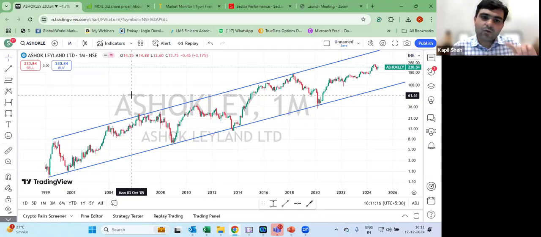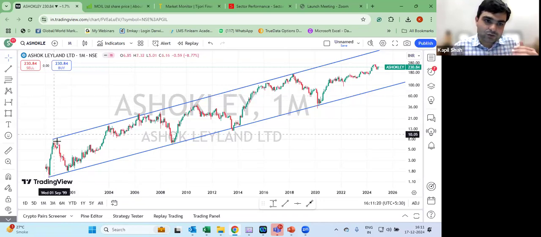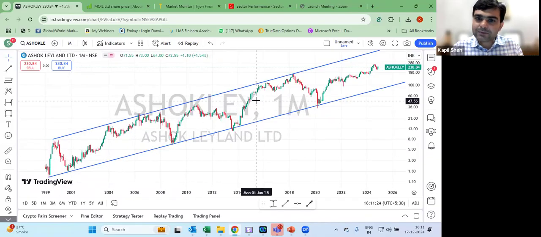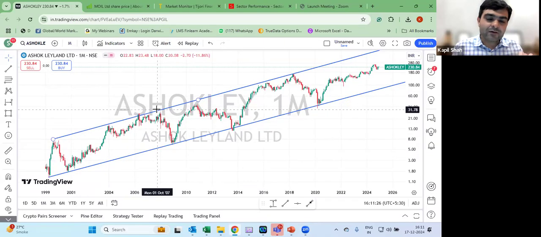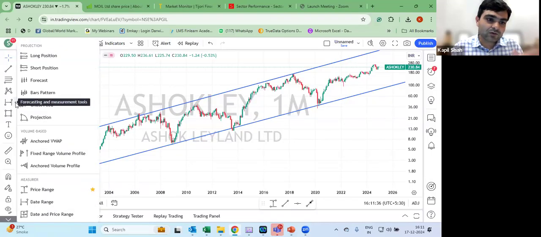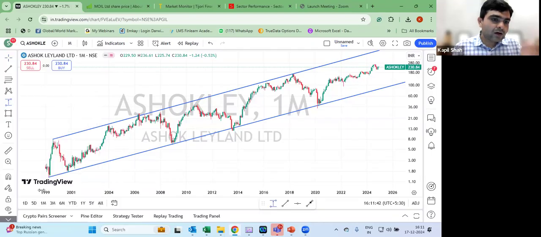So let's say, here one tool that I have used is something called a channel, because there are two parallel lines, and within these two parallel lines, lots of swing momentum keeps on happening. Now, the next thing is that if I try to measure the falls as well, you will again find one more utility. So let's say, for example, this is the feature on the right hand side, the fifth option, and this is the price range option that I'm selecting over here.